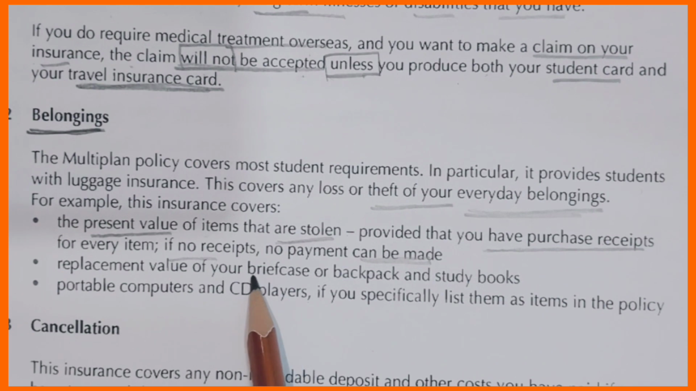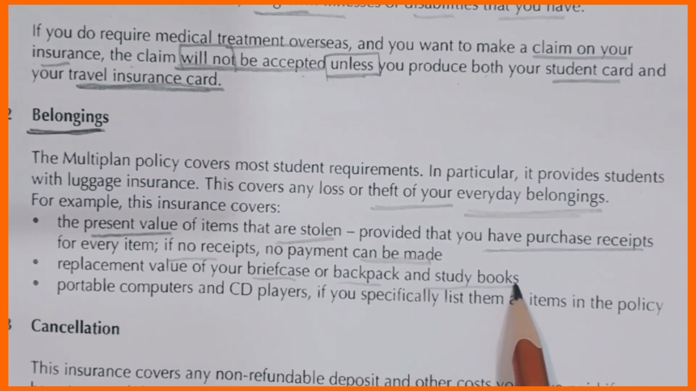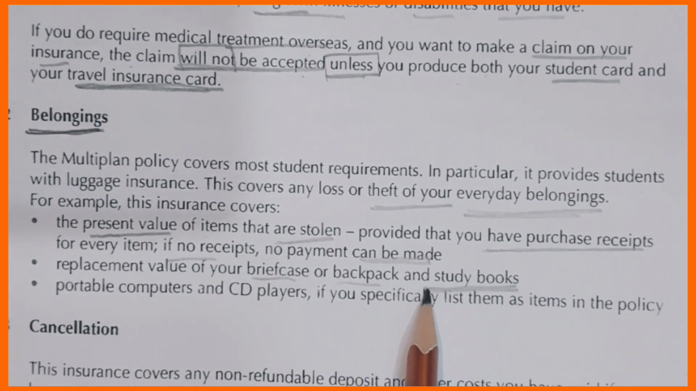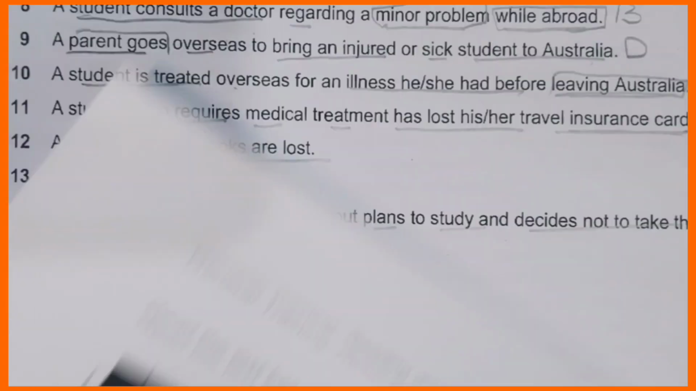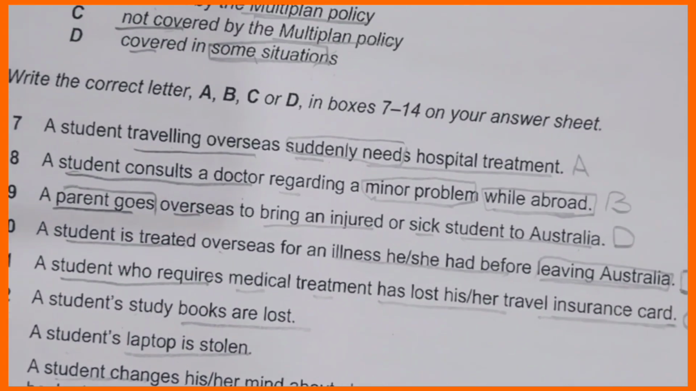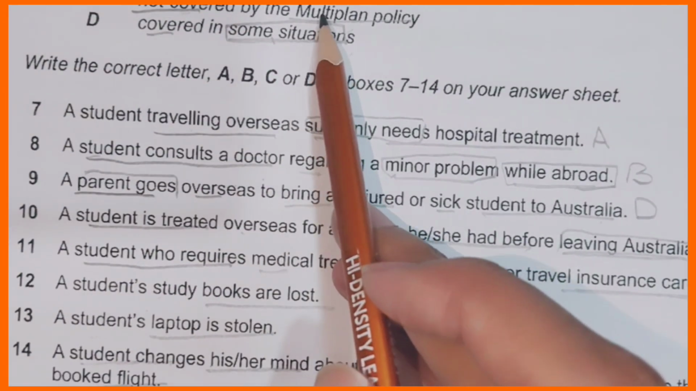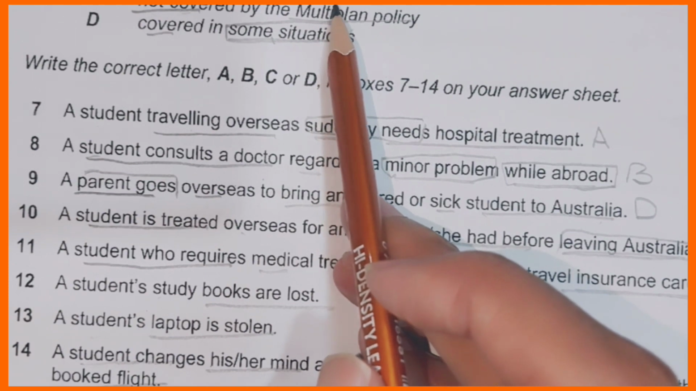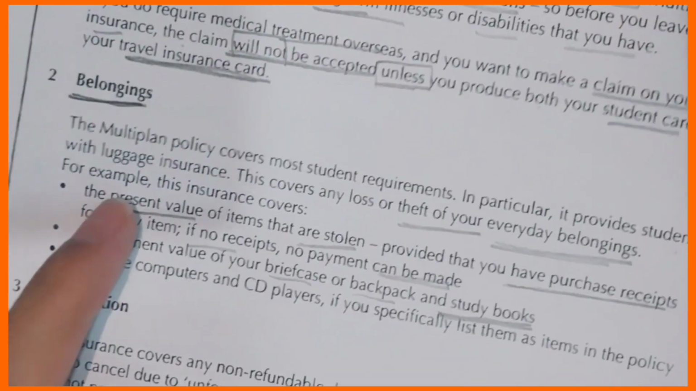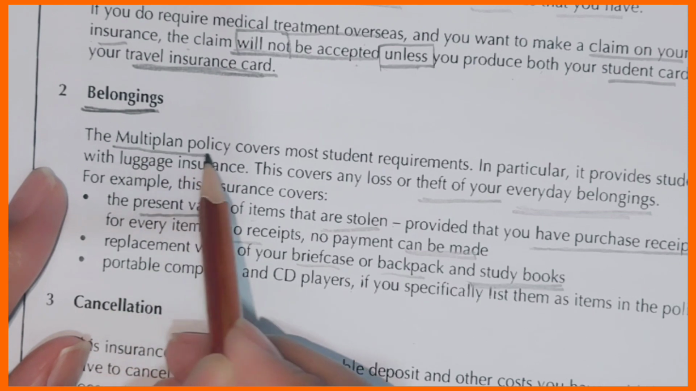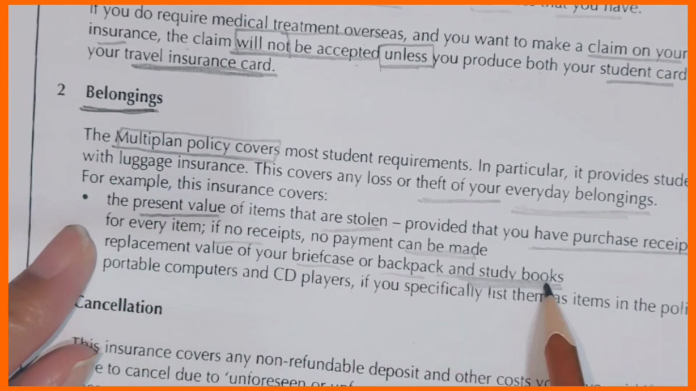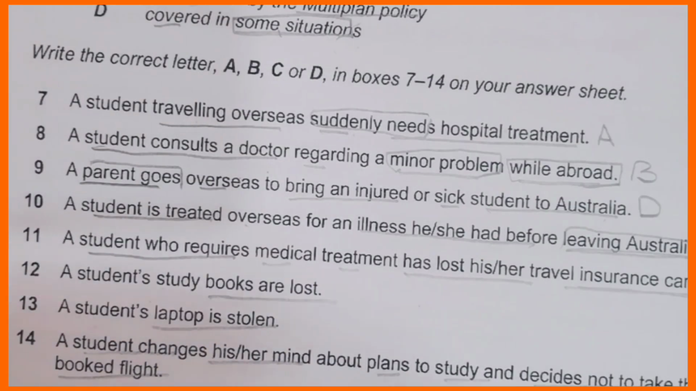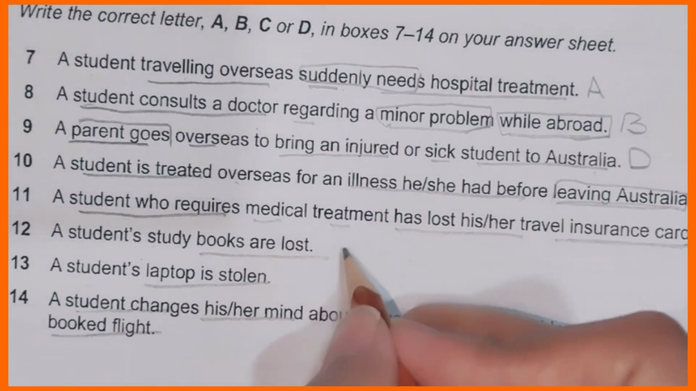Replacement value of your briefcase or backpack and study books. So study books mean they are supposed to get the replacement value of your briefcase or backpack and study books. So what is answer B saying? Covered by a multi-plan policy. So they are also saying here that the multi-plan policy will cover. You can see the words here: the multi-plan policy covers is here, and books and briefcase is here. So it means option B will be the answer here.